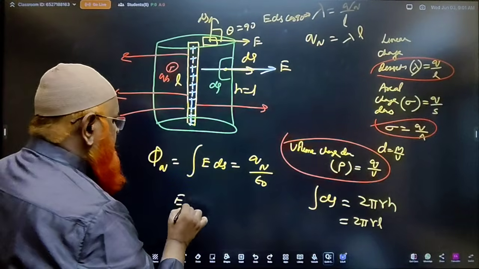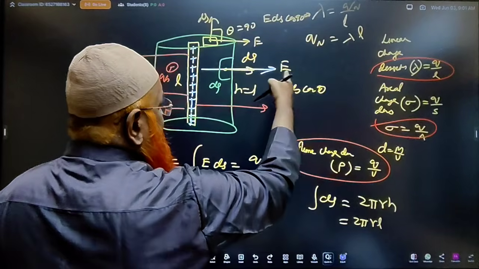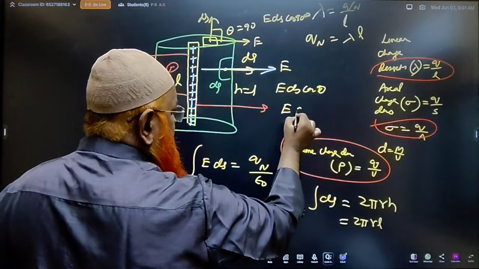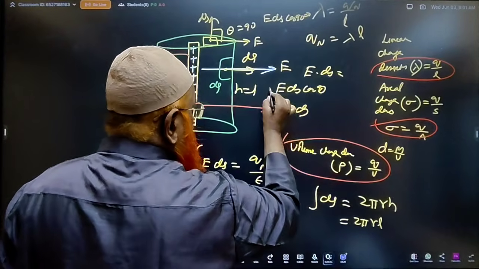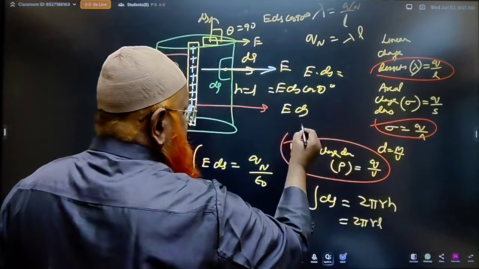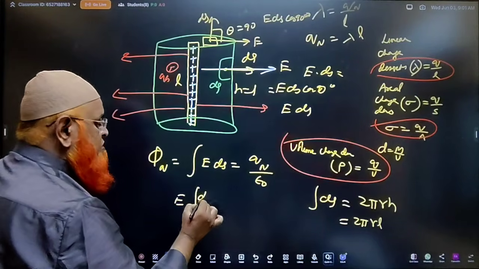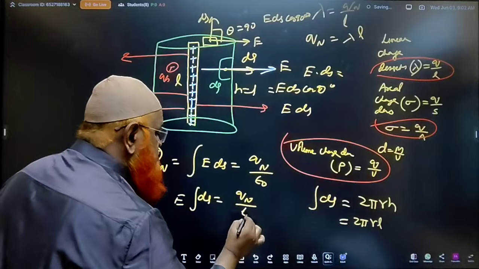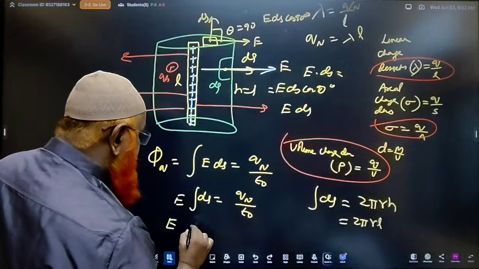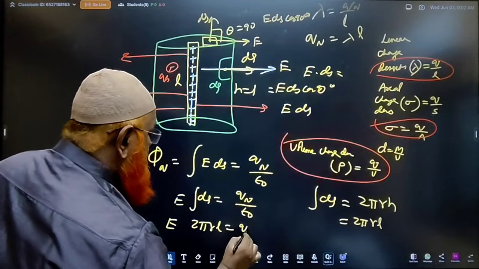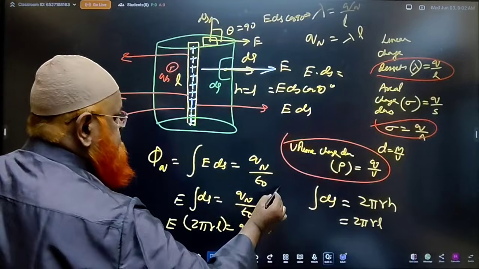So now E ds cos 0. Cos 0 is 1. So I write now E ds. E dot ds is equal to E ds cos 0 degrees. So in the end you are getting E ds only. So E times the integration of ds equals Q net by epsilon naught. So what is the integral of ds? It is 2 pi r l, which gives Q net by epsilon naught. So this is the electric field intensity now.